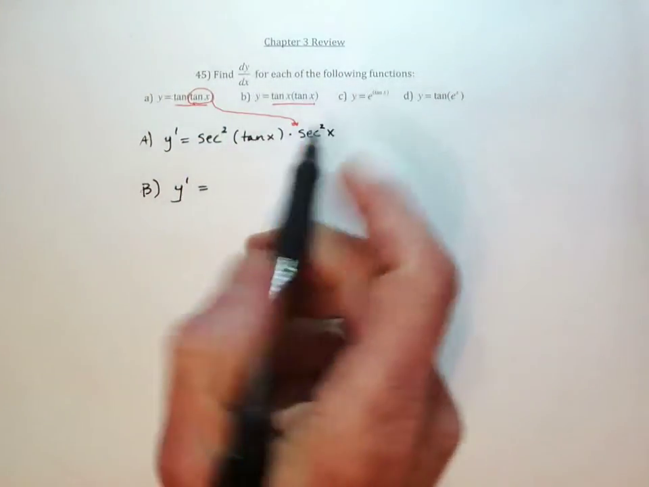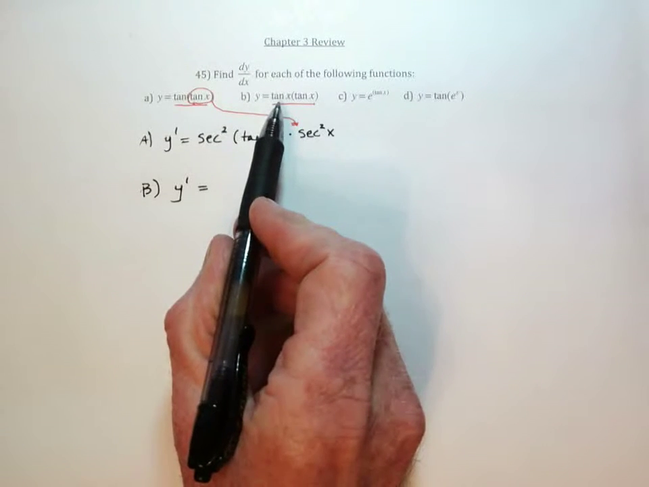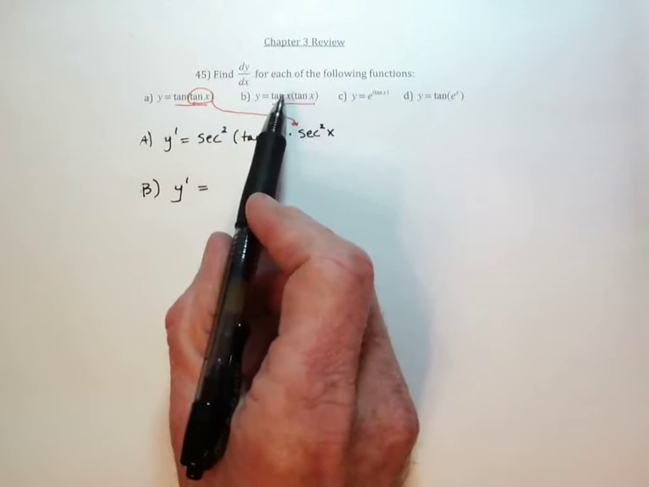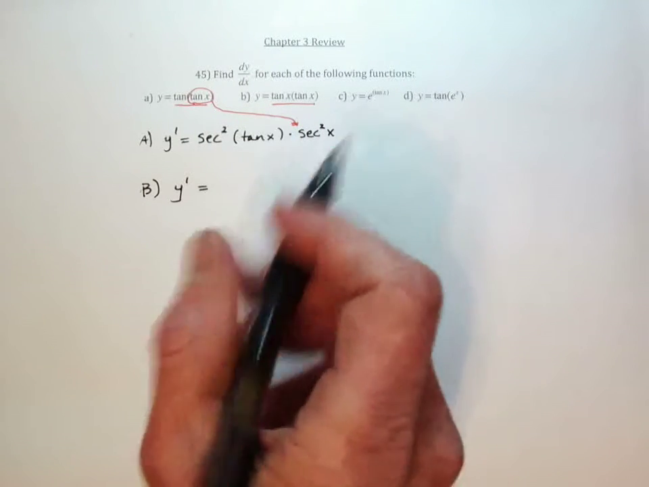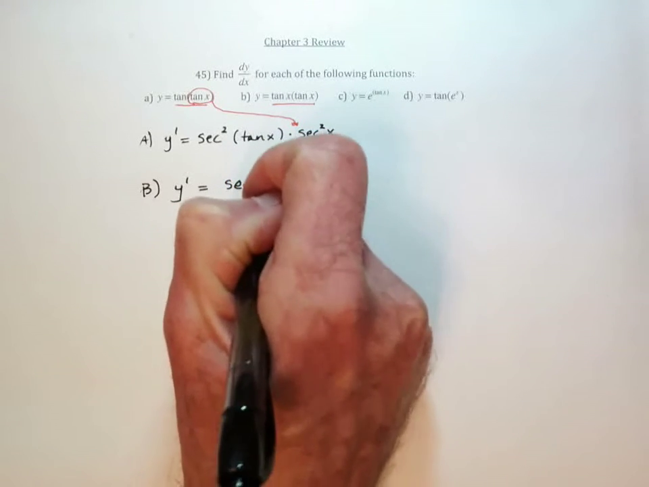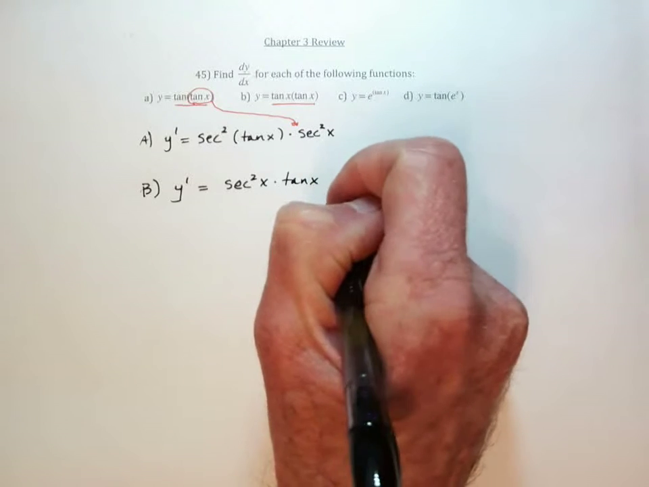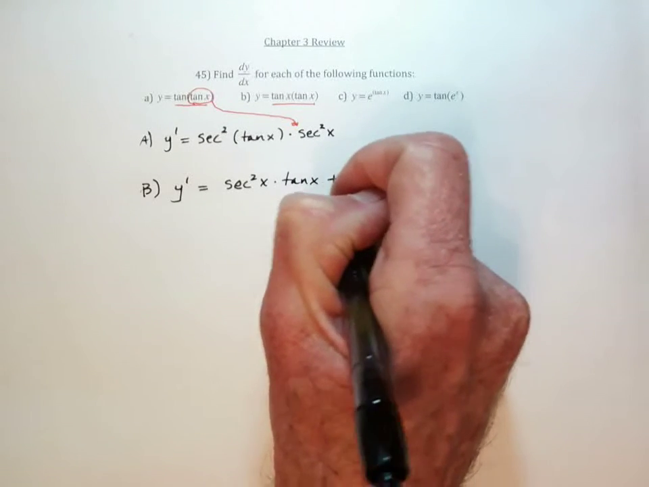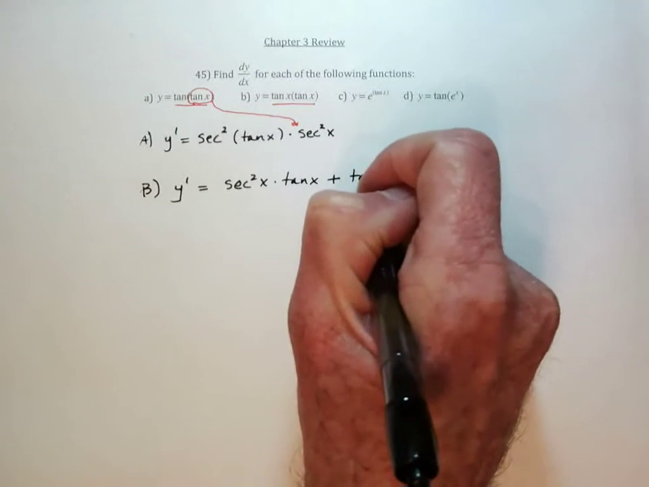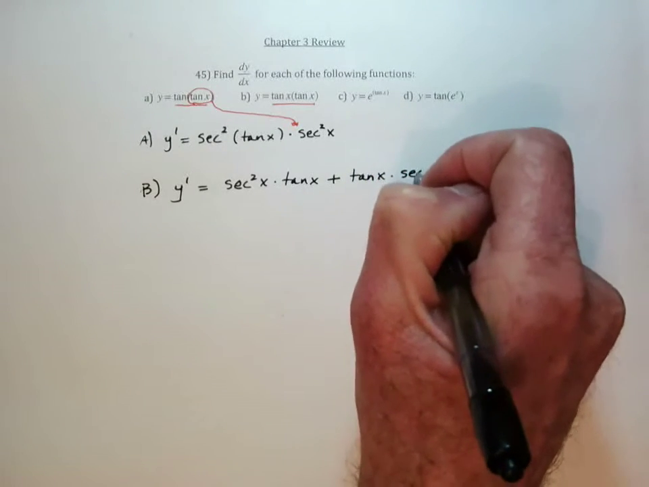So this one is the product rule. So take the derivative of this first tangent and then leave this tangent alone. So the derivative of this first tangent is secant squared of x, and then leave the second tangent alone. And then of course the product rule has plus. Now leave the first tangent alone and take the derivative of the second tangent, secant squared.